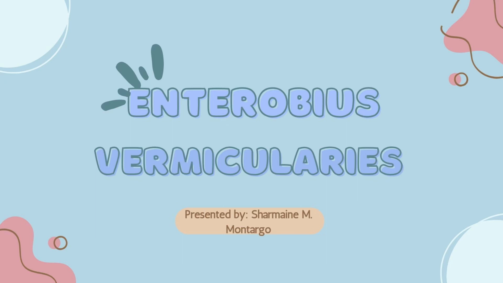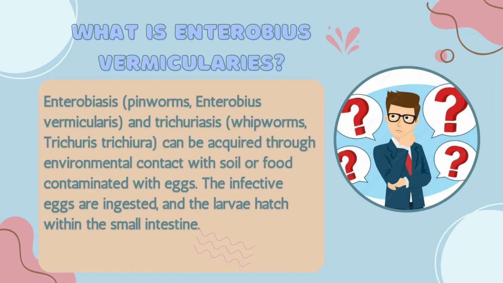So today I am going to discuss my topic, which is Enterobius vermicularis. So what really is Enterobius vermicularis? Enterobius vermicularis can be acquired through environmental contact with soil or food contaminated with eggs. The infective eggs are ingested and the larvae hatch within the small intestine.